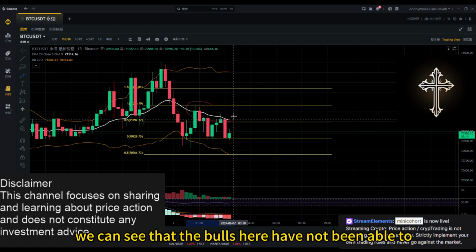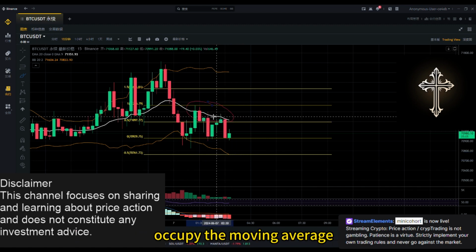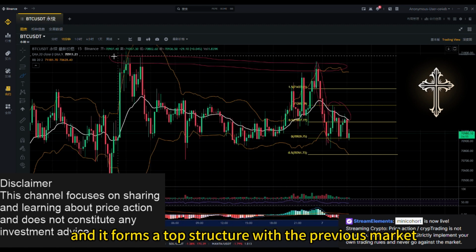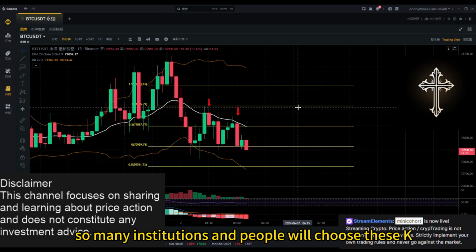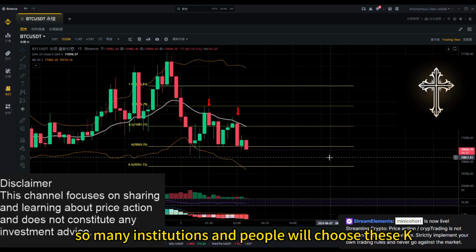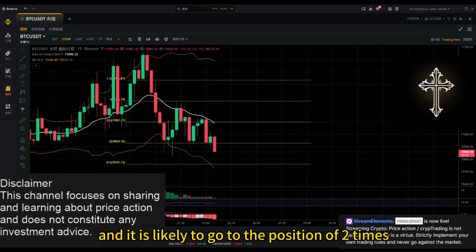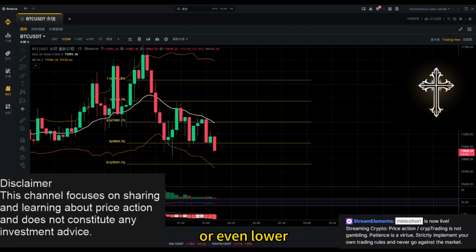We can see that the bulls here have not been able to occupy the moving average. There is a very strong downward trend on the left, and it forms a top structure with the previous market. So many institutions and people will choose these K-lines as signals to enter the market, and it is likely to go to the position of 2 times the profit and loss ratio or even lower.